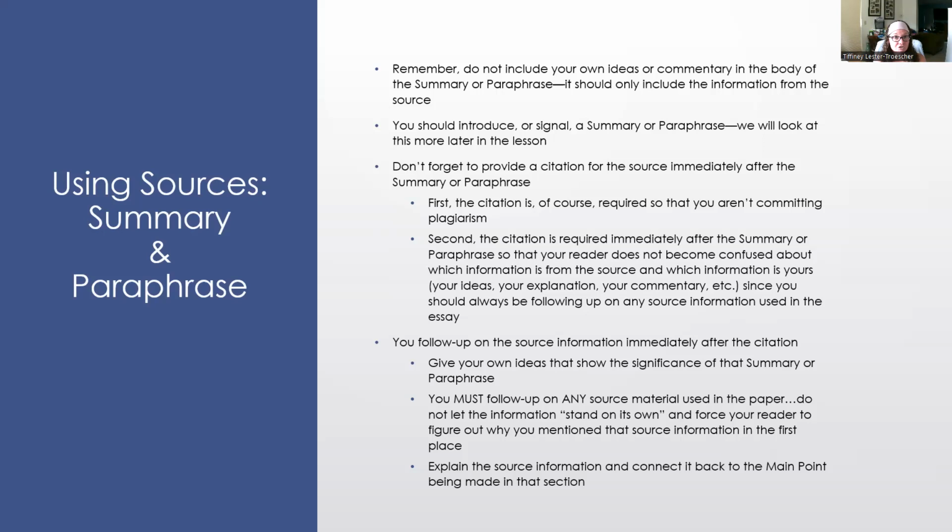You have to have the citation so that it's not plagiarism. It comes right after the summary or paraphrase so that your reader doesn't become confused as to what information came from the source and what information came from you, your own ideas. So you make it clear that you are about to discuss something from your source. That's the signal. And then you provide that information from the source. Then you provide the citation so that your reader understands that's the information that came from the source that you put in your own words. So the ideas came from that source.